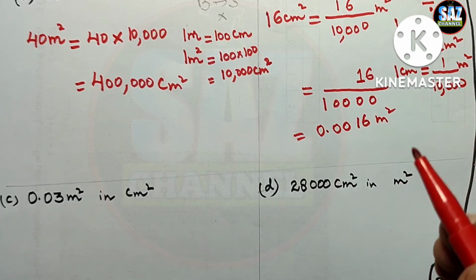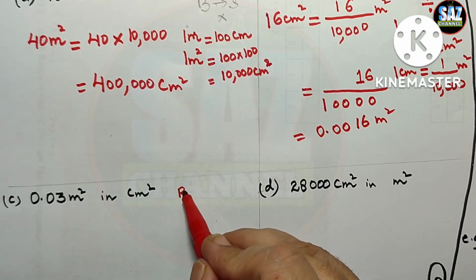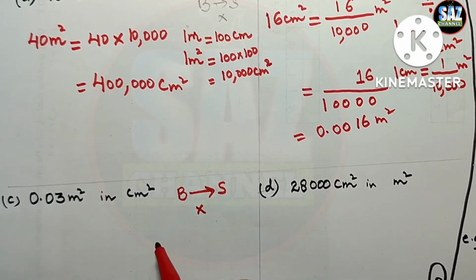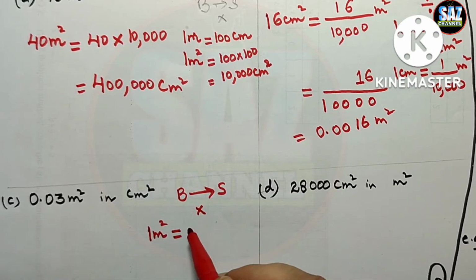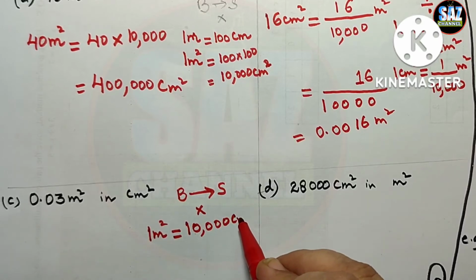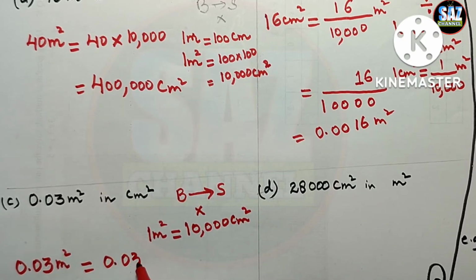0.03 meter squares in centimeter squares. Again, look, we are converting big to small, so we have to multiply, and then we have to think: 1 meter square equals how many centimeter squares? This is 10,000. 1 meter square will be equal to 10,000 centimeter squares. Then 0.03 meter squares will be equal to 0.03 multiplied by 10,000.